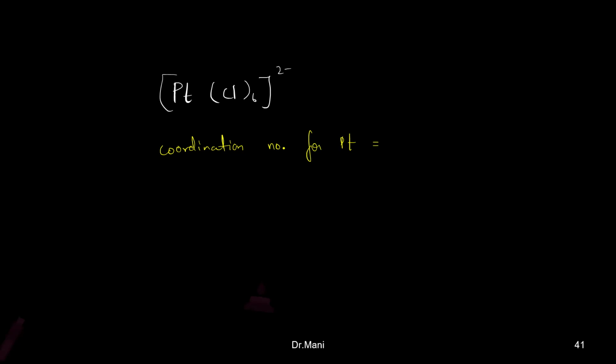6, sir. Yes. So see here, 6 chlorines were attached to Pt. So the coordination number is 6. Shrikar, you tell me this. What is the coordination number for this? Tell me what is the coordination number for this? 4, sir. Yeah, it is 4. Okay.